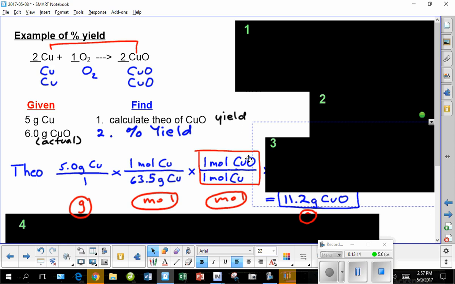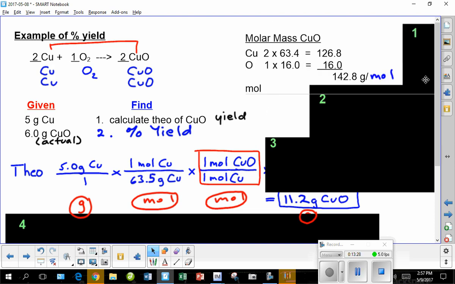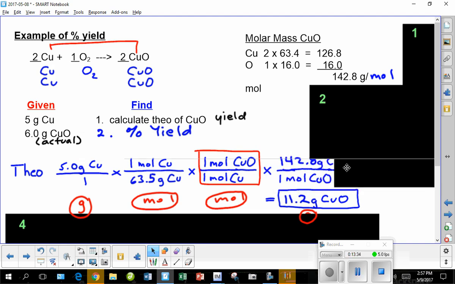Okay, and the last one is going to Judith. Okay, Judith, what do you have? How are we going to get this moles of copper oxide, copper 2 oxide, into grams? Molar mass. Okay, so there it is. What's our number on the bottom? You got it. 142 grams is on the top, though.